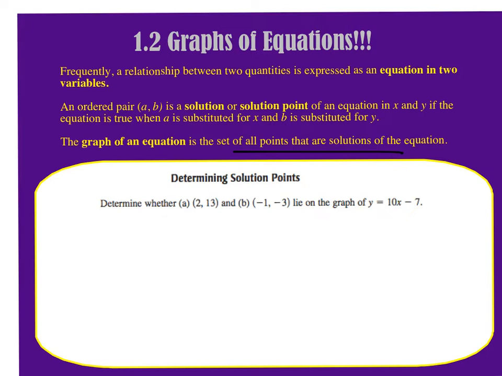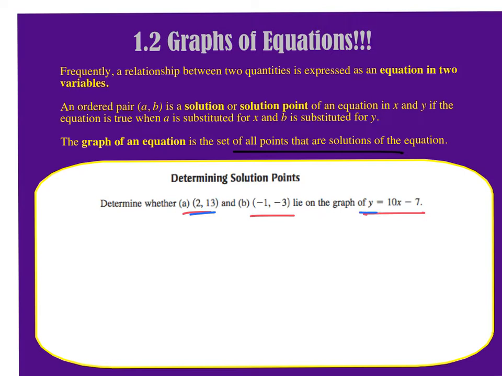So now we have these points. We have a point (2, 13) and a point (-1, -3). And I need to figure out if it's on the graph. And if it's on the graph, it is a what? Starts with an S. Solution. It's a solution. So all we're going to do is substitute this in.